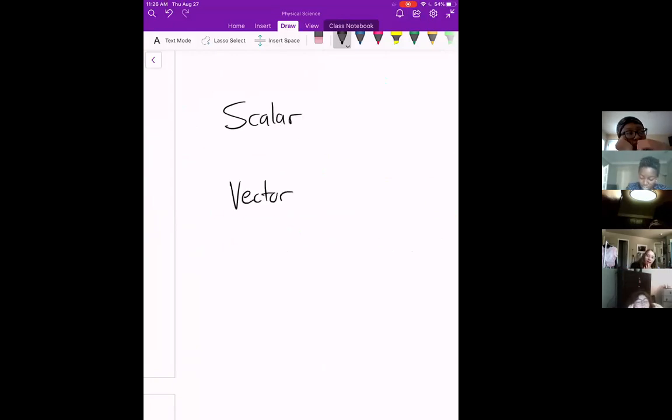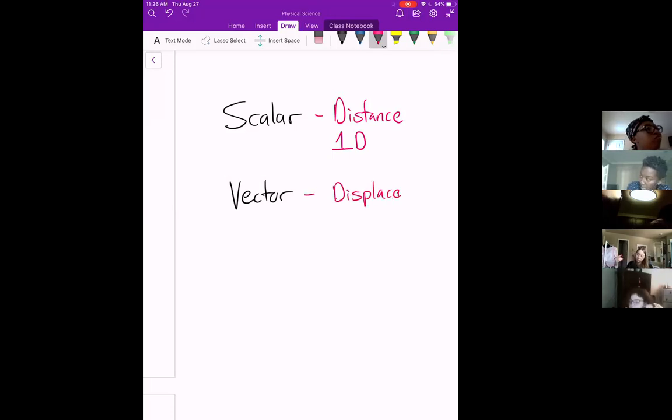So distance is scalar. It is one dimensional. We're just gonna put 1D. And this one only tells you distance, so it only tells you like a length. Vector is displacement.